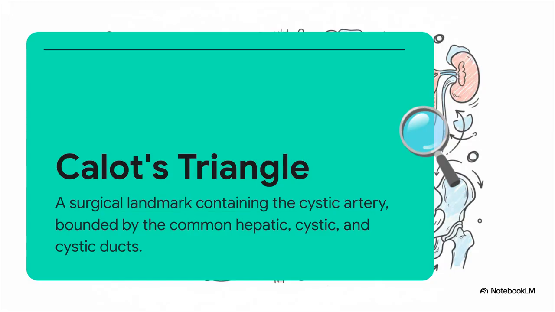And there's another one of these important triangles. This one's up near the liver, called Calot's triangle. For surgeons who are removing a gallbladder, this small area is like a danger zone. They have to be incredibly precise and identify everything inside this triangle to avoid making a huge mistake. It's a critical roadmap for a really common surgery.